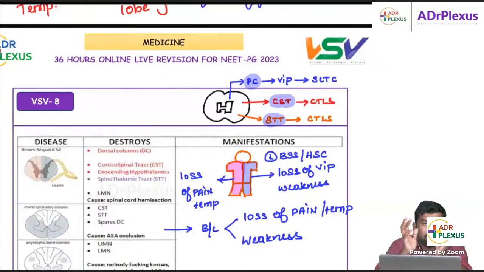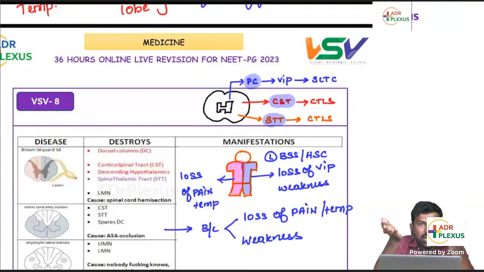So SLTC means we know that the fibers are arranged in the spinal cord such that the medial most fibers are sacral fibers and the lateral most fibers are cervical fibers. That is your SLTC. Rather, in your corticospinal tract, the medial most fibers are cervical fibers and the lateral most fibers are sacral fibers. Based on this only, we tell what kind of weakness is there, whether it's ascending or descending weakness in intramedullary and extramedullary lesions, right?